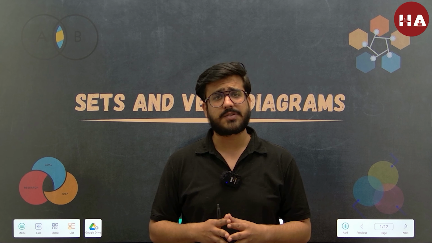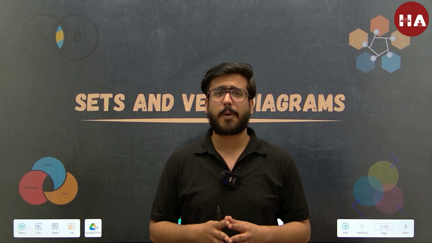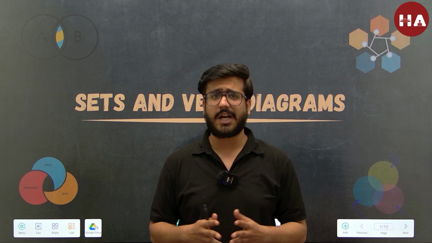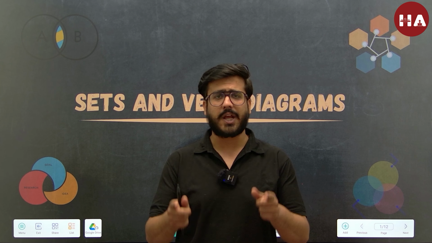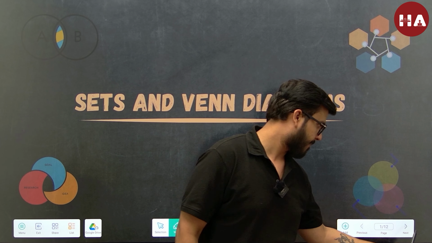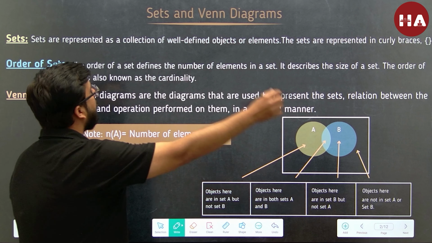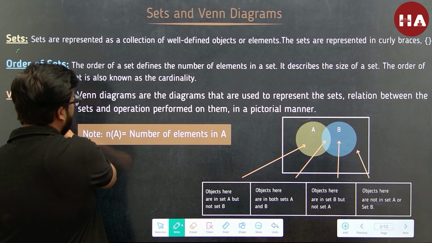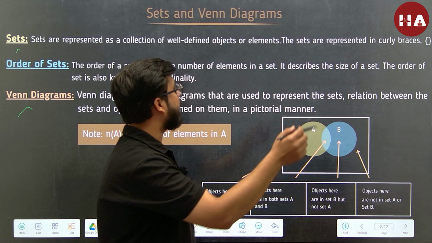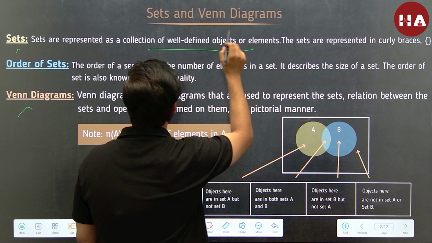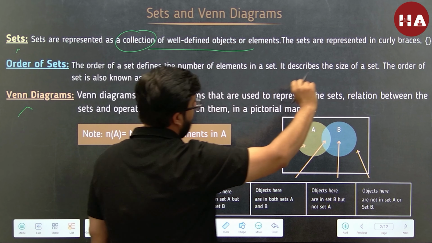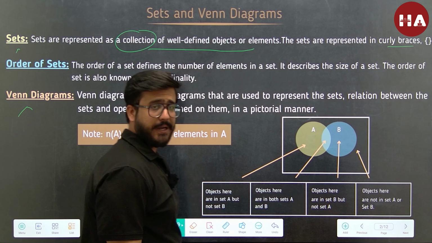Hello students, welcome to yet another exciting topic, sets and Venn diagrams. Let's get started with the topic for your understanding. So what do sets and Venn diagrams represent? A set is basically a collection of well-defined objects, and these are represented with curly braces.